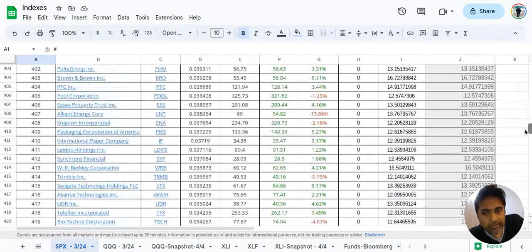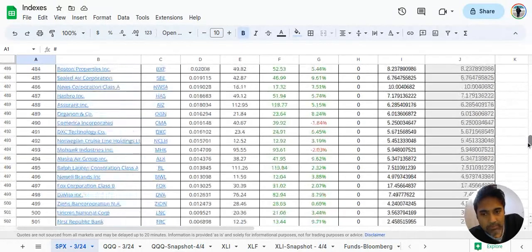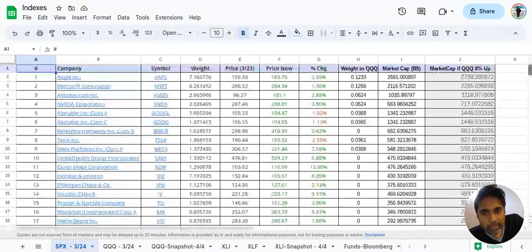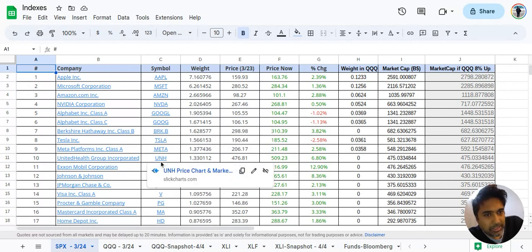companies, which are around 500 companies, sorted by the market cap, with Apple being the highest because it has about $2.6 trillion of market cap, followed by Microsoft and so on. So altogether there are 500 companies here.